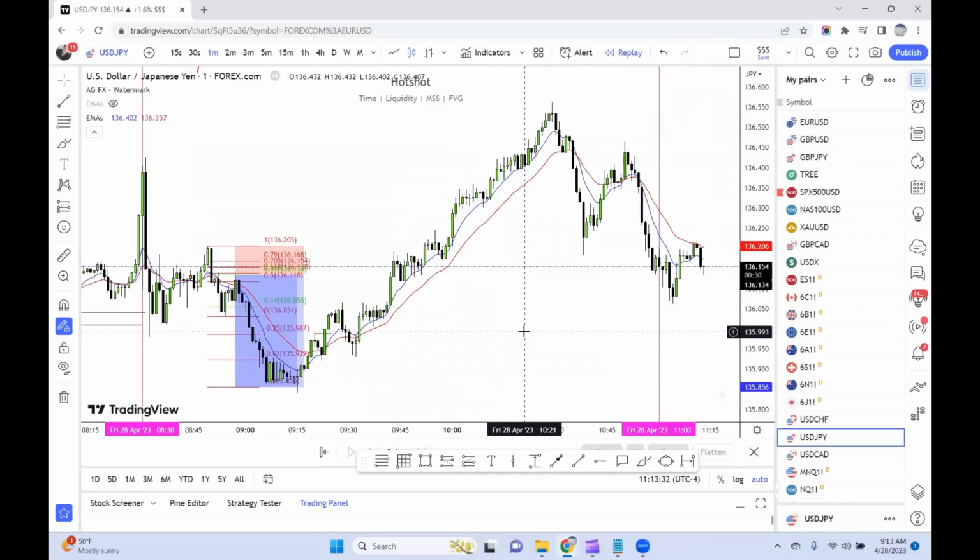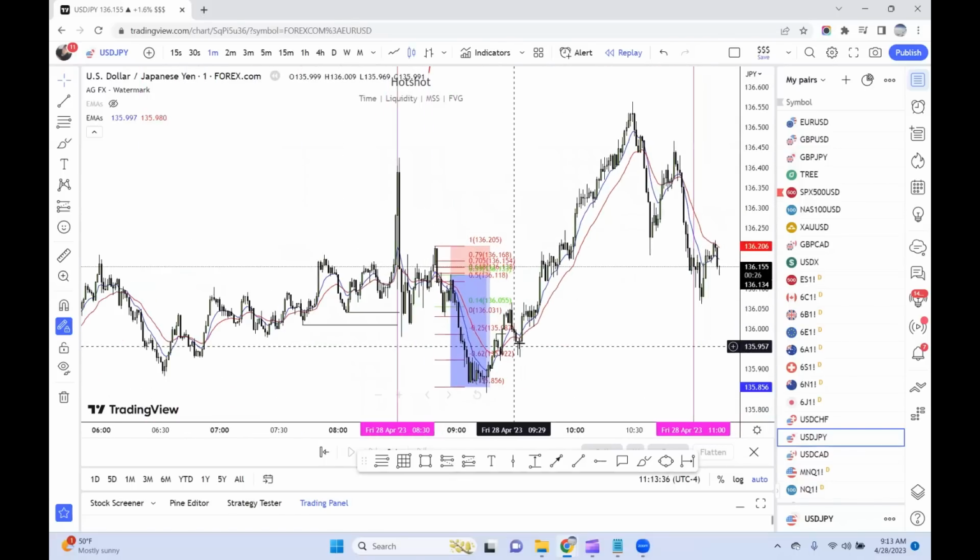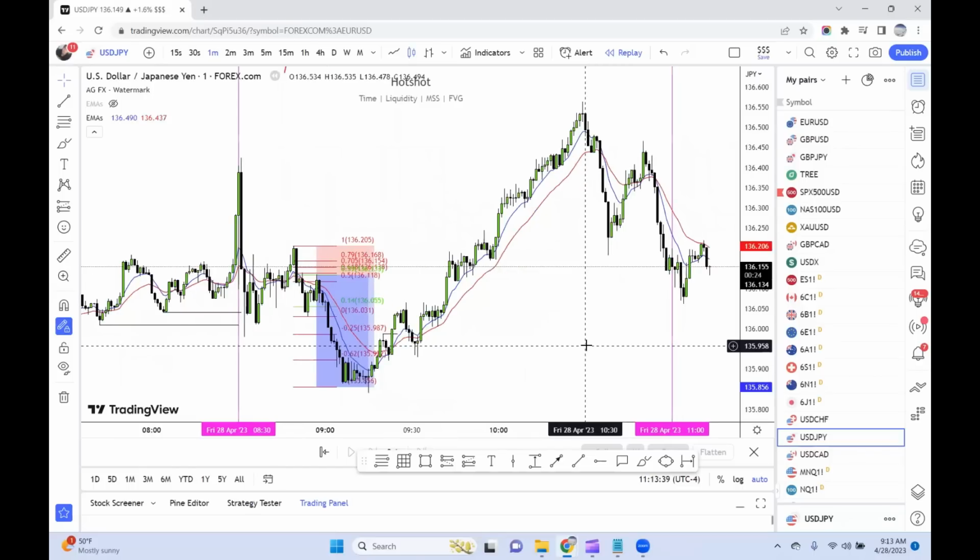So check out those EMAs, throw them on your charts. I know a lot of you like to use indicators. I think this one's worth utilizing. Backtest this optimal trade entry. Let me know what you think.